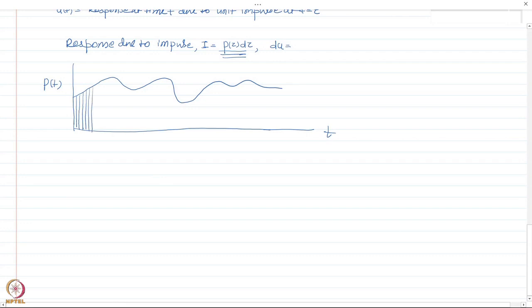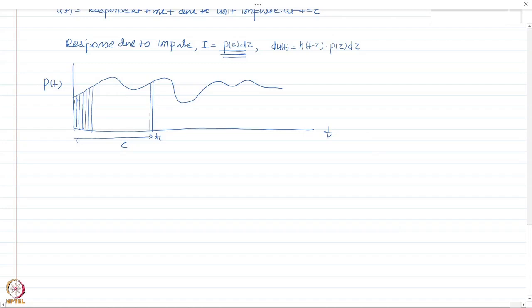So let us say this is at any time tau, and this is the time d tau, and then this is the 1, 2, 3, and so on. We want to find out for each of these strips what the response is. I can directly find that by multiplying with this function: h of t minus tau, the response due to unit impulse, times the magnitude of the impulse. So this is the response at any time t. Instead of just saying that, let me write it as d of u t due to a small impulse.